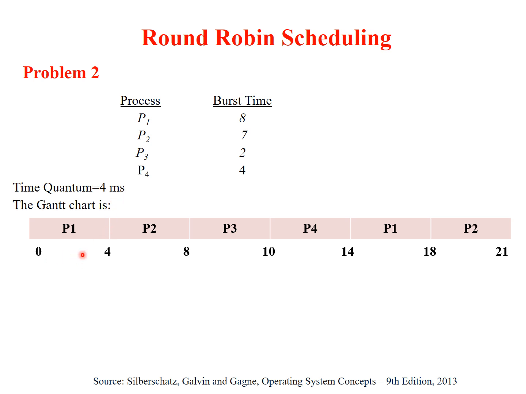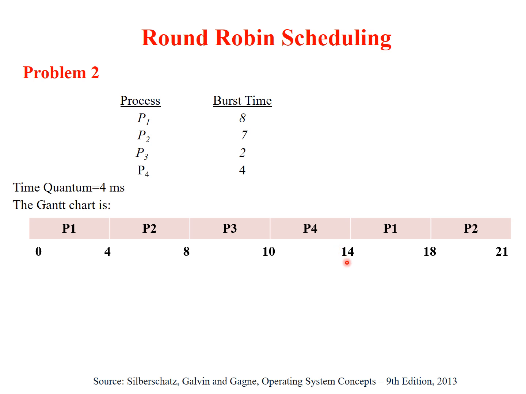At time 0, P1 begins its execution and as the time quantum is 4 milliseconds, it will execute till 4. By the time 4, P1's burst time will get reduced to 4. Then comes P2. P2 will execute for 4 milliseconds and the chance is given to P3. It will execute for 2 milliseconds. It will end at 10. The chance is given to P4. It will end at 14.